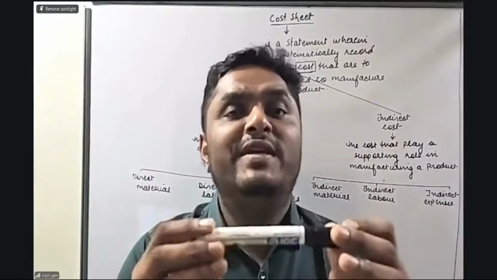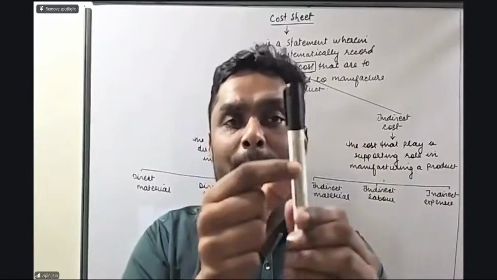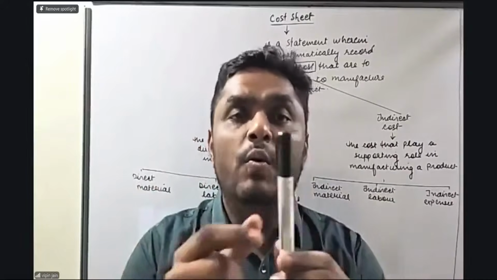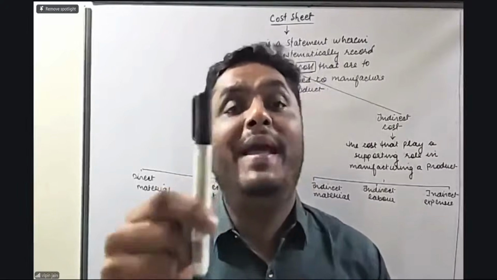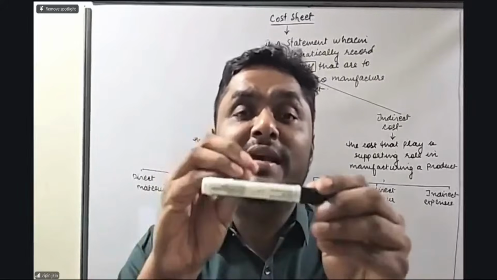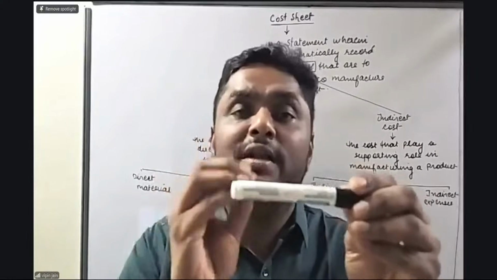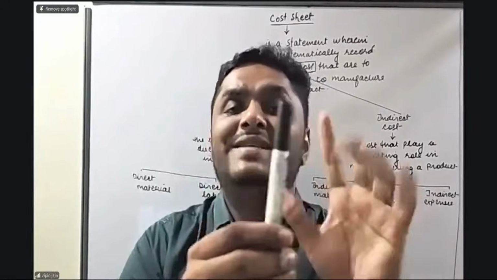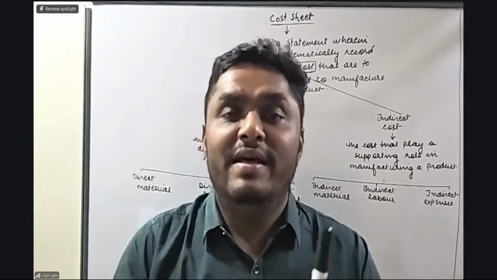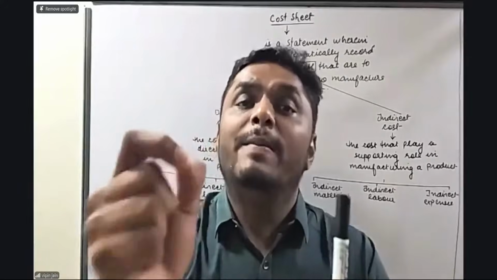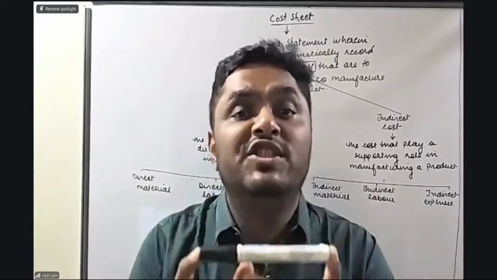Let's say I'm the manufacturer of this pen. Now this pen is made up of what? Plastic and ink. Without this, the pen can't be manufactured. These are the major ingredients or material that are used to manufacture a pen. So this plastic and ink is what? My direct material.